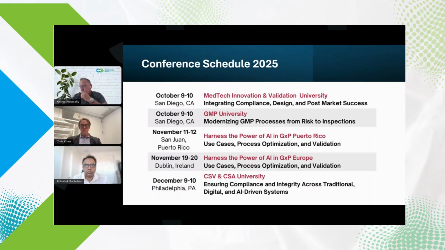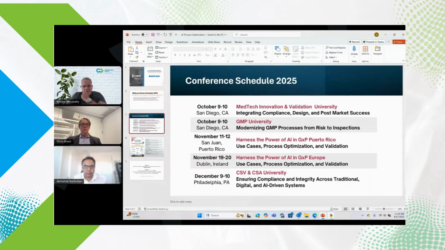Then we're ending with our mothership conference, CSV and CSA University. We'll be going over traditional, digital, and AI applications, such as validating smart sheets, cloud applications, spreadsheets, network infrastructure, and so on. And then we'll be tackling all the AI topics, such as data integrity, AI in manufacturing, and AI use cases in validation.